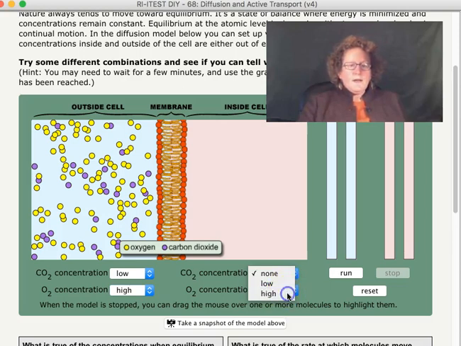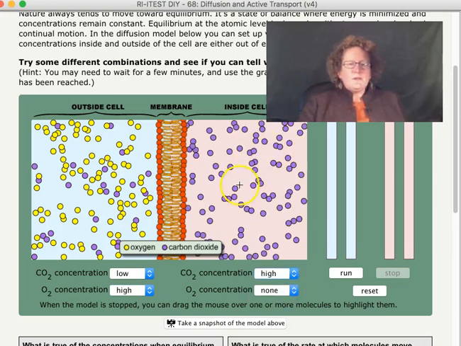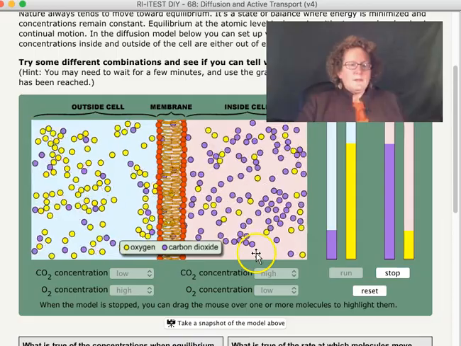we're going to have high carbon dioxide because that's a waste product your cell needs to get rid of. It's a waste product of producing ATP. And oxygen is something your cell uses up making ATP, so it's low in oxygen, needing some more oxygen from outside the cell. So we'll let this model run and we'll see what happens.